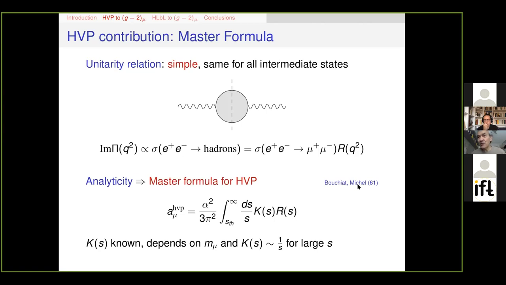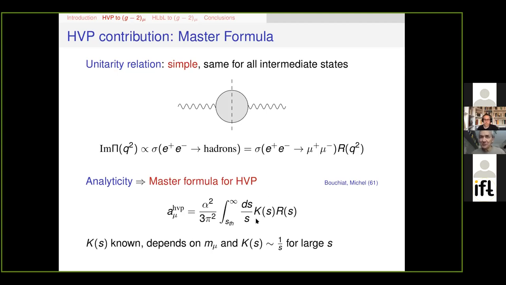And this is a formula which is known since 60 years. And with this kernel function here, which is known and which goes like 1 over s for large s, it tells you that contributions or cross sections at growing energy contribute less and less to the integral.